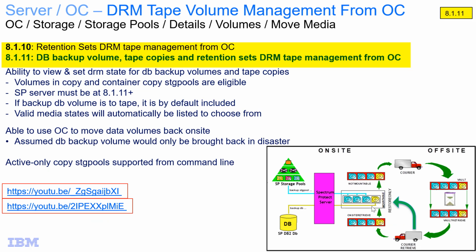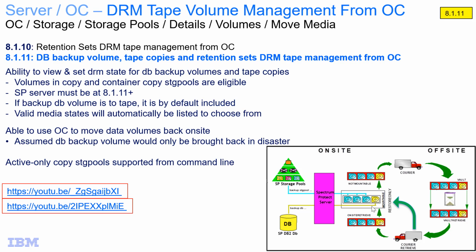Back in version 8.1.10, we added retention set disaster recovery manager for the tape management to the OC. And in 8.1.11, we've added the database backup volumes, tape copies, and retention sets also for the DRM tape management to the OC. So this gives you the ability to view and set the DRM state for your database backup volumes and your tape copies so that you can push those also through the on-site, off-site states that are popular with the DRM tool. In order to do this, the Spectrum Protect server must be at 8.1.11 or above.